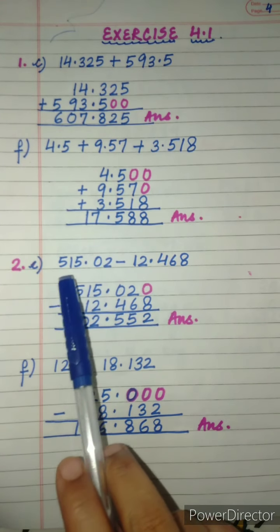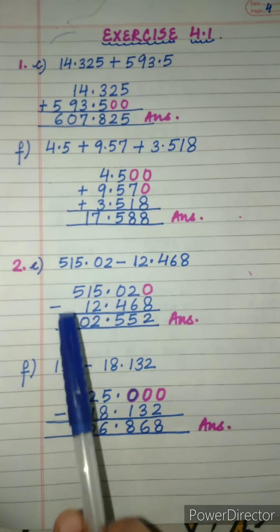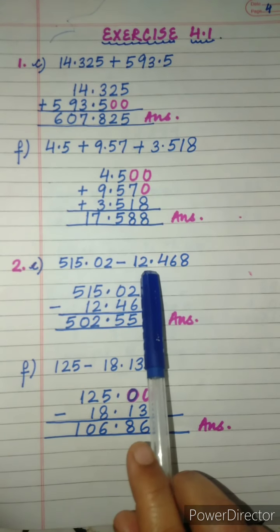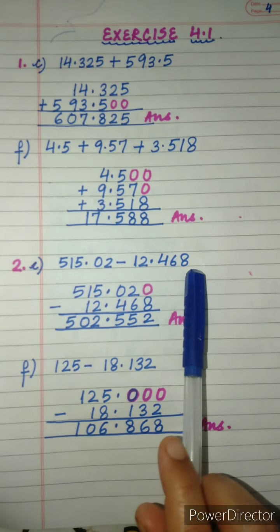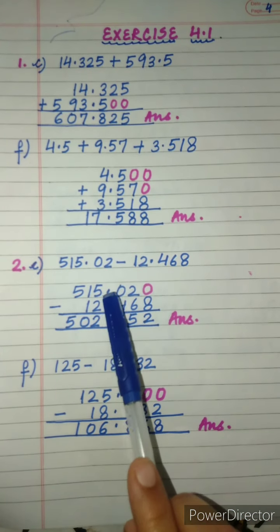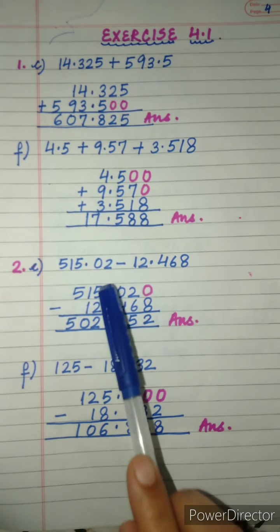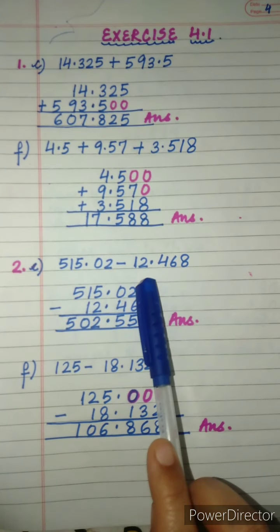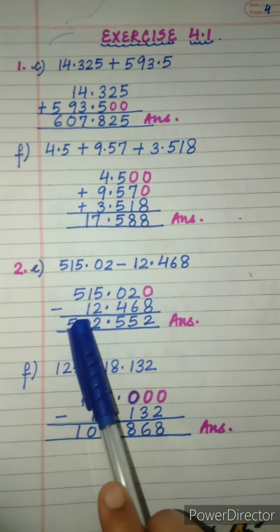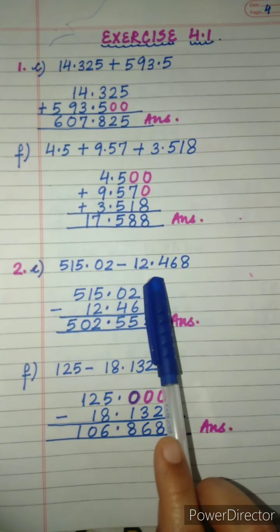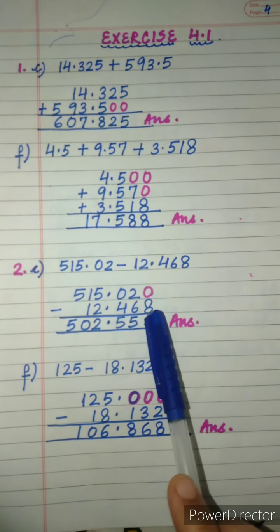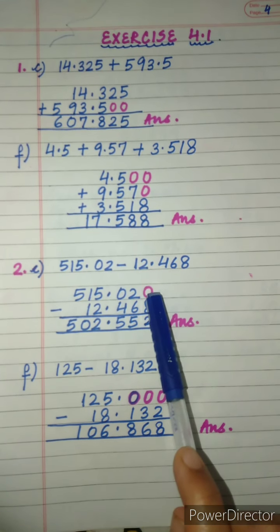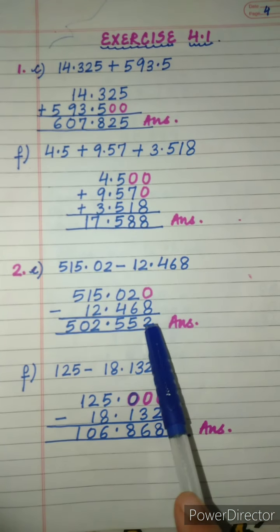Question number 2, here we have to find the difference. The first number is 515.02 and the other number is 12.468. So we have put the decimal so that both the decimals get lined up, and the number on the left is 12, so we have written 12, and the number on the right is 468. Since this was an empty place, we have written 0 here. So we are going to subtract them now.